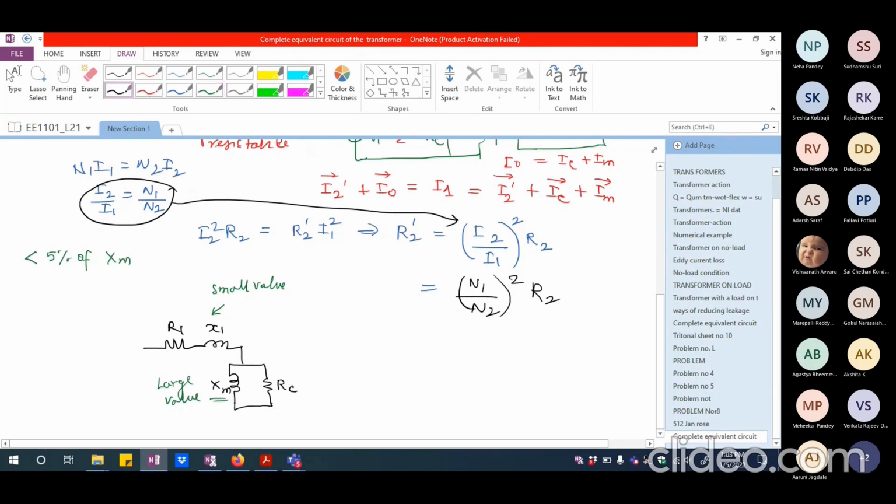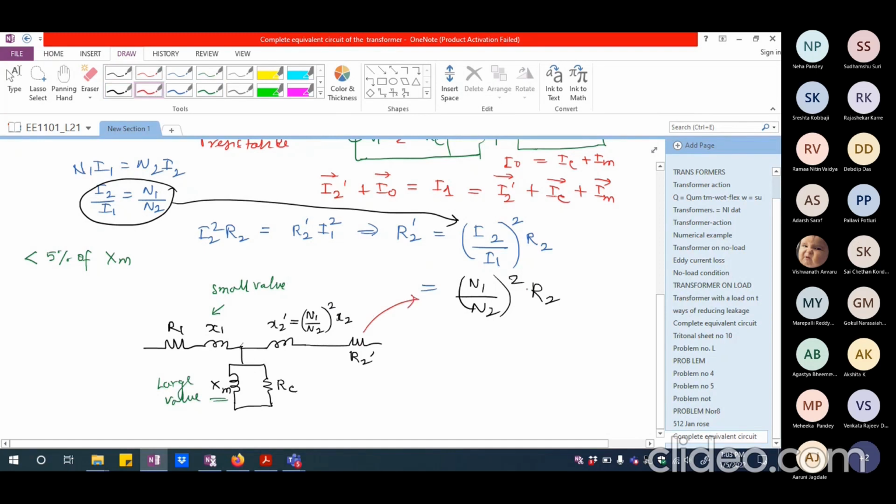Okay, so now on the other side, I have to write X2 dash, which will be, just like how real power is invariant, reactive power will also be invariant. So I should be able to write the same thing, which is actually N1 divided by N2 whole square multiplied by X2. Okay. Now I'm going to have the other one, which is R2 dash. And R2 dash, we have already written the expression, so I am not rewriting it. So this is the expression for R2 dash.